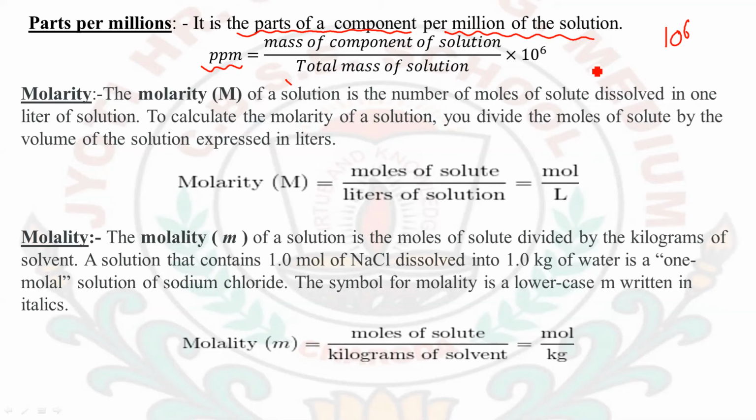Okay, so the formula can be written as WA upon WA plus WB, but here you will multiply it with 10 to the power 6, because you are talking about per million of the solution. So here you will not multiply it with 100, you will multiply it with 10 to the power 6, and the answer which you are getting will be parts per million. Okay, let's move further.